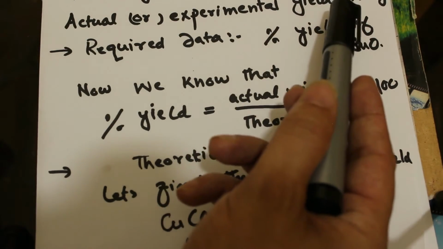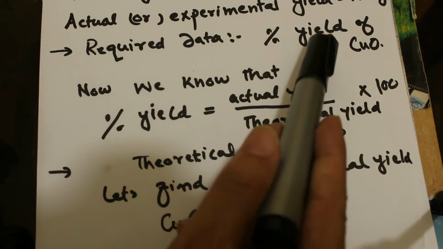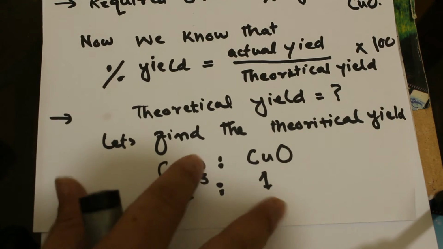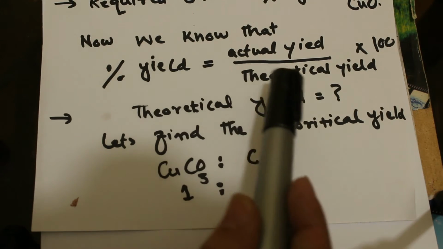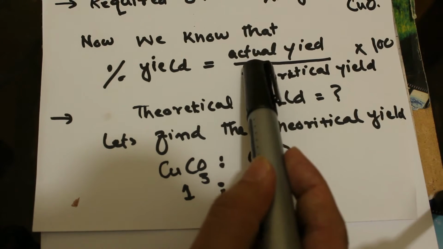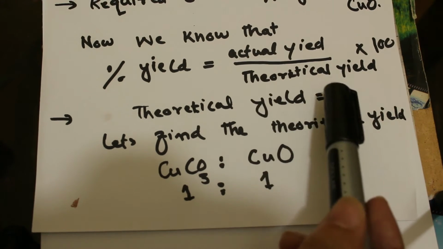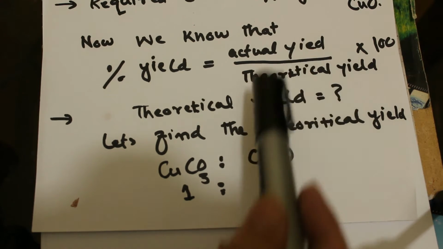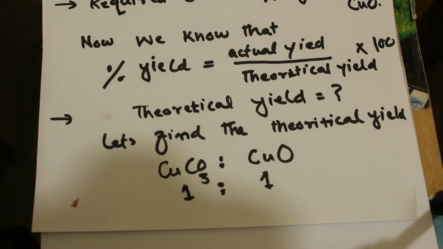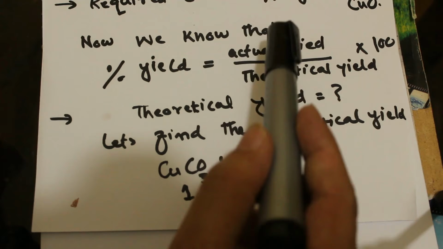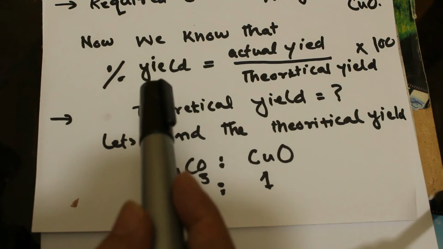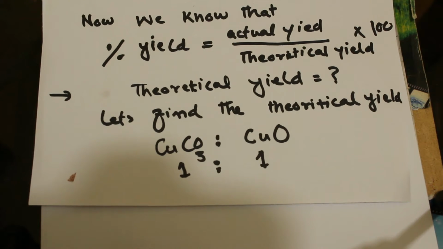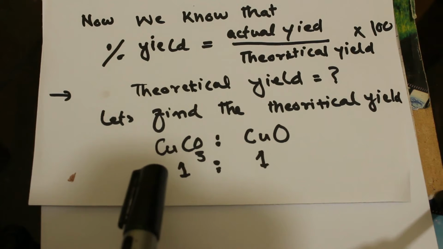If we look at the question again, you can see that in the available data the actual or experimental yield is available, while we are required to calculate the percent yield. According to this formula, the actual yield is available while the theoretical yield is unavailable, so we have to calculate the theoretical yield first, and then after finding its value we will put all the values in this formula and calculate the percent yield.